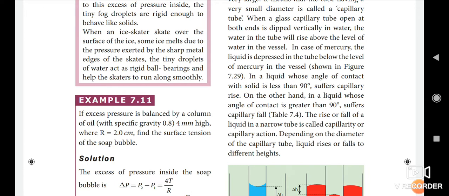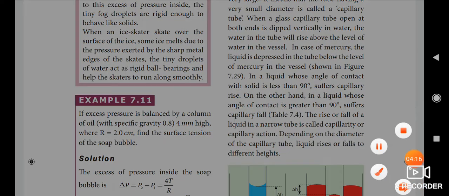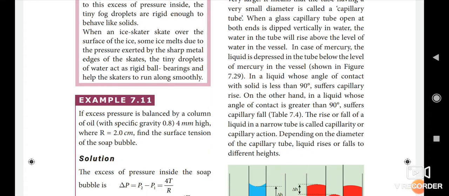in a liquid whose angle of contact with a solid is less than 90 degrees, it makes an acute angle, so it suffers capillary rise. On the other hand, in a liquid whose angle of contact is greater than 90 degrees, it makes an obtuse angle, so it suffers capillary fall. Less than 90 degrees means capillary rise is there, and greater than 90 degrees means capillary fall is there. The rise or fall of a liquid in a narrow tube is called capillarity or capillary action.